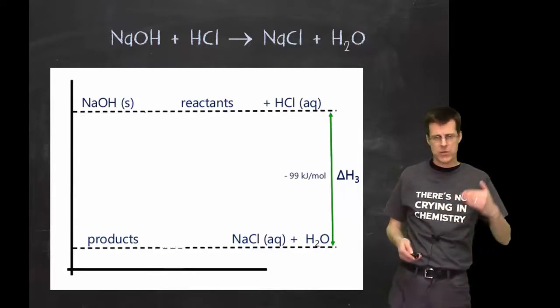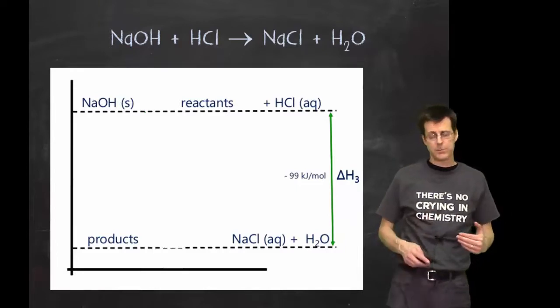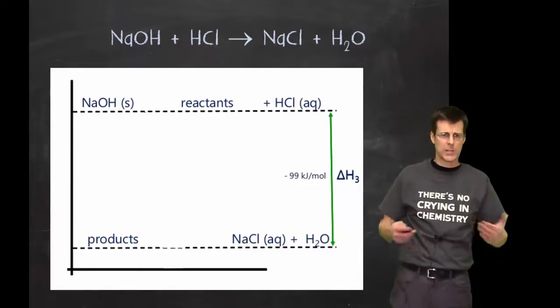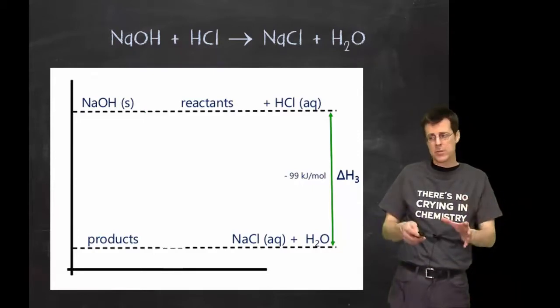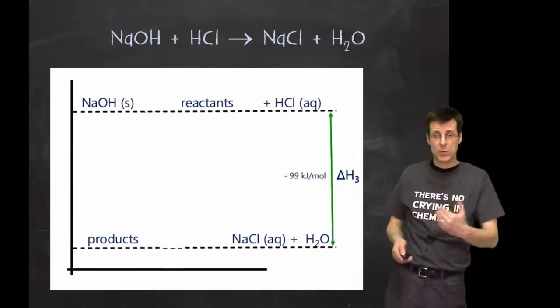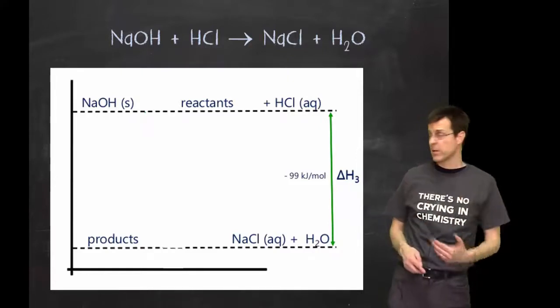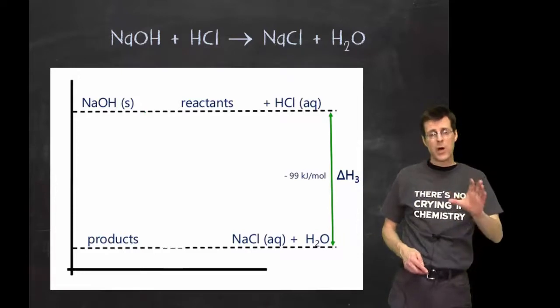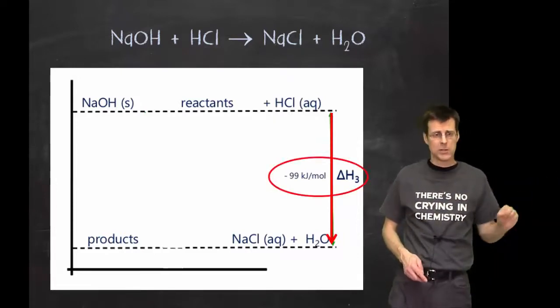If I have the reaction solid sodium hydroxide reacting with hydrochloric acid, HCl, if I were to take the solid form and the solution and mix them together, I would have about 99 kilojoules of energy released, going from the reactants to the products, the top to the bottom.